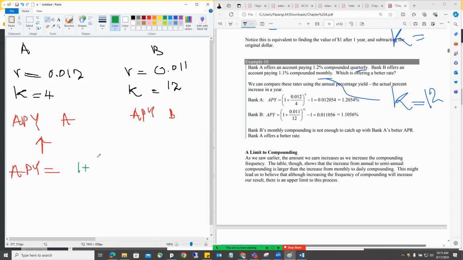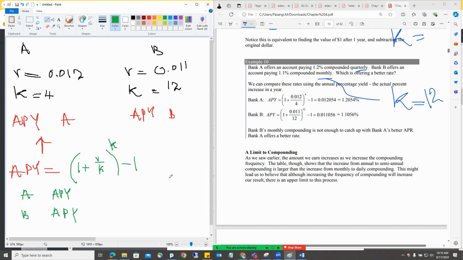1 plus R over K. Since we are considering per year, as the exponent we have K minus 1. Then for bank A, we can calculate the APY, annual percentage yield. For bank B, we can calculate the annual percentage yield. Okay? And then we can compare these two.